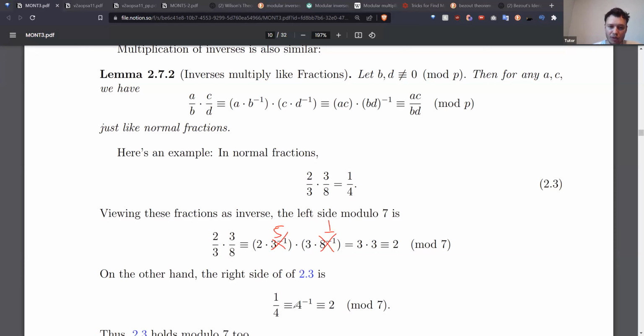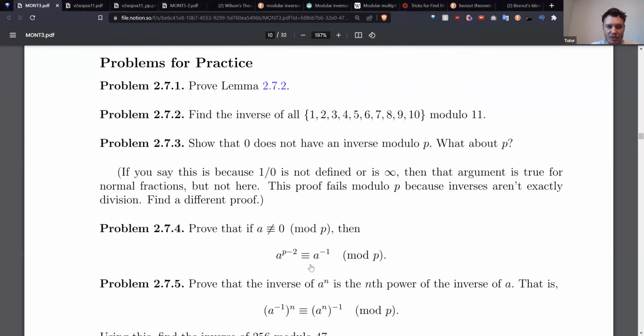But now what about 1 over 4? This is going to be 1 times 4 inverse. Well, the inverse of 4 is going to be 2, right? 2 times 4 is 8. So I can just remove this thing and get 2. So I guess both of them give me 2. So this formula works perfectly in here. Yeah, so this is basically how the modular inverses work.